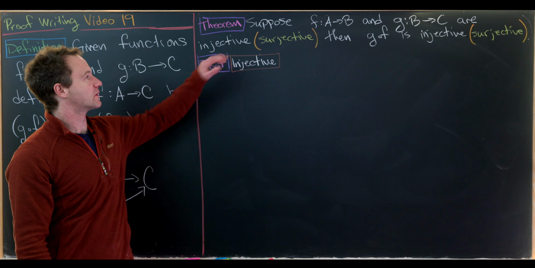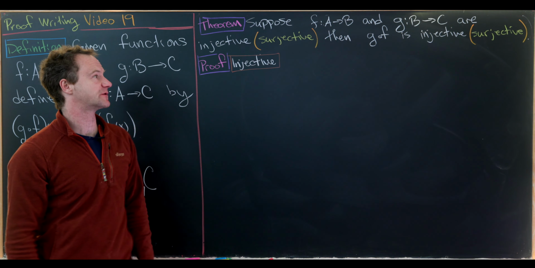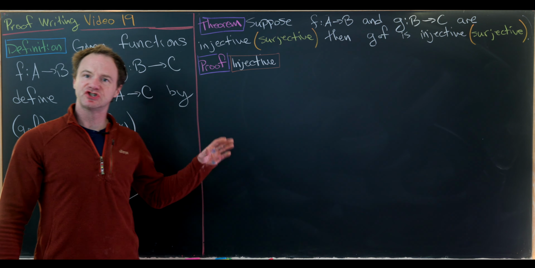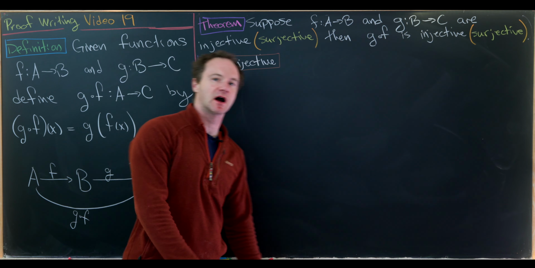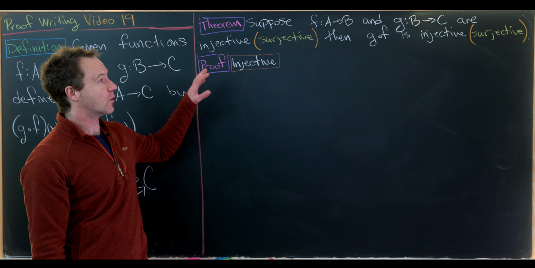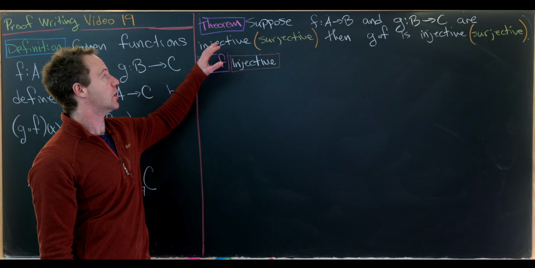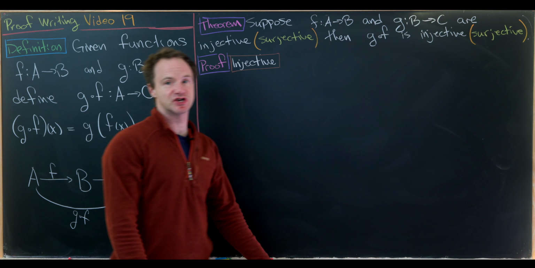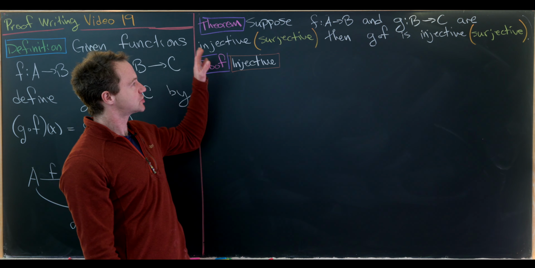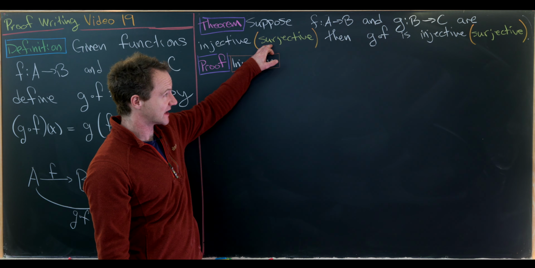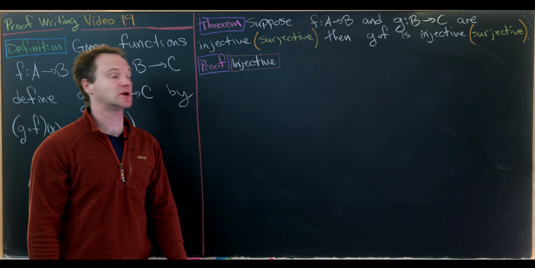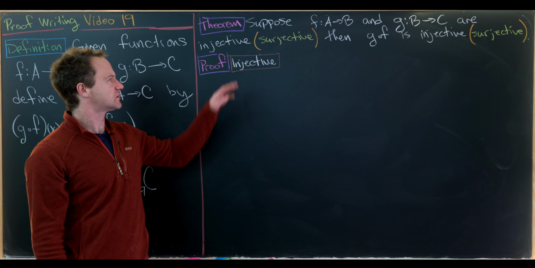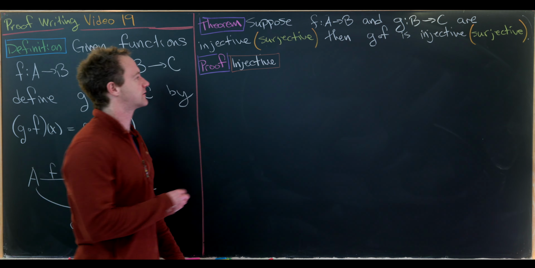So for this theorem, we want to suppose that f is a function from A to B and g is a function from B to C, just like our setup over here for defining composition. Furthermore, we'll assume that they are both injective, and then we'll show that their composition is injective. But we'll also show that if they are both surjective, then their composition is also surjective. So this is really two proofs in one. So let's prove the injectivity proof.